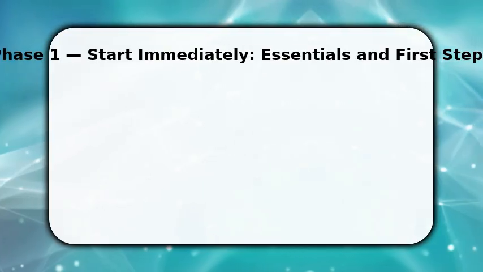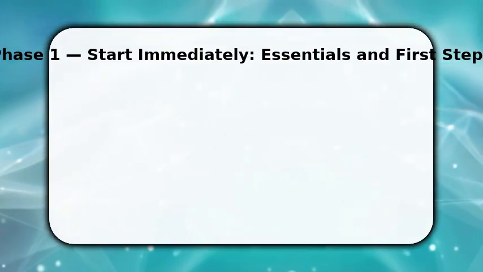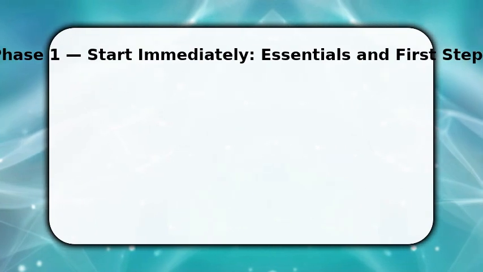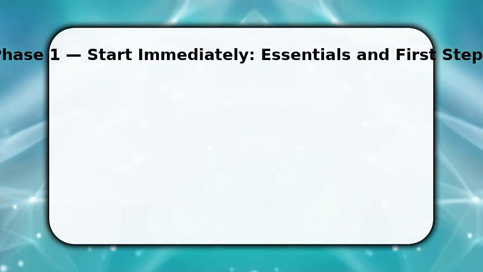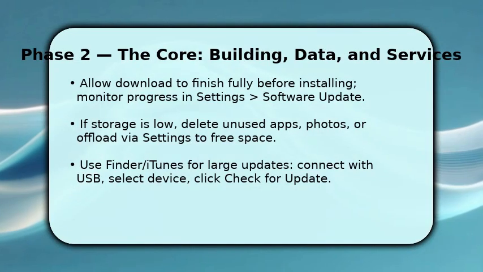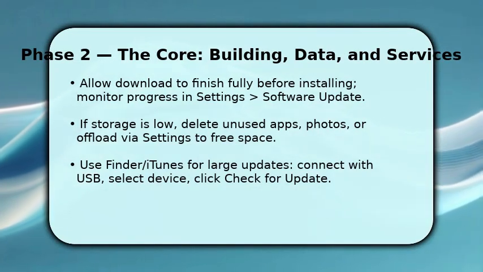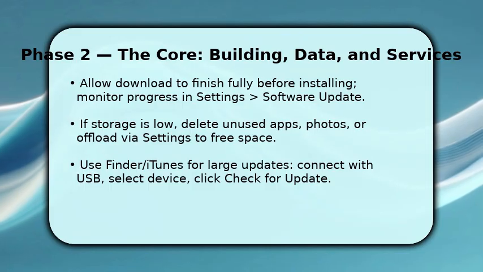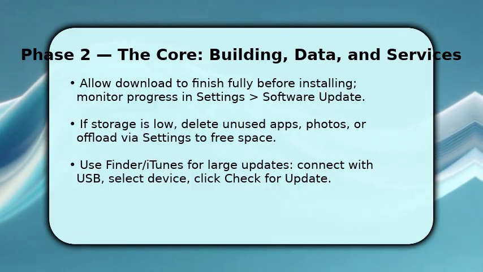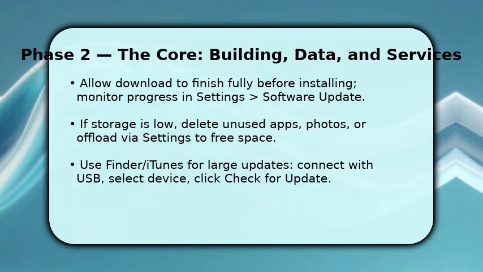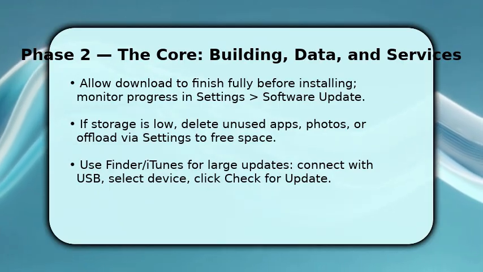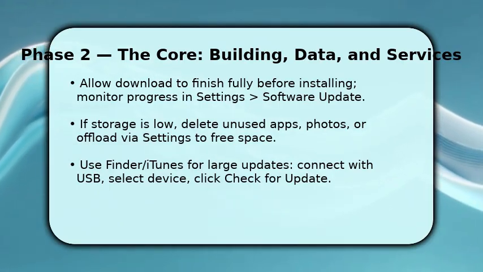Now, tap Settings, General, Software Update to fetch the latest available package and start the process. You should let the update download completely. Interrupting creates corrupted installers, so wait patiently. If the update stalls for lack of space, offload apps or remove large media files. This frees enough room without deleting essential data.